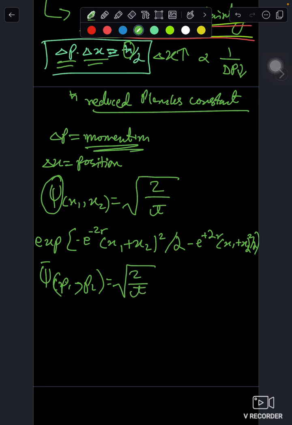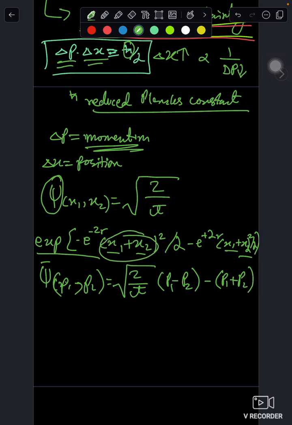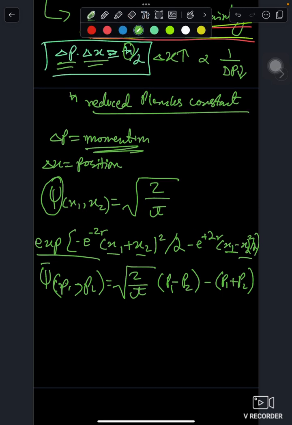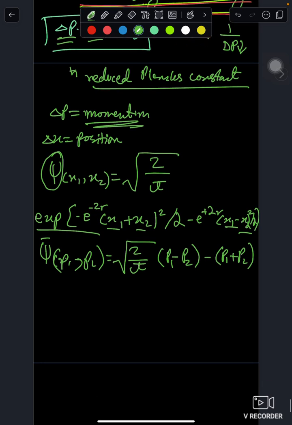2 over pi. Same thing like this, but the only difference we have is that instead of x1 and x2, over here we would write p1 minus p2. I'll just write this because I don't have space. p1, p2, then minus p1 plus p2. So the difference is that at first we did x1 plus x2, then we did x2 x1 plus, this is minus, this is plus minus, so same here as well.